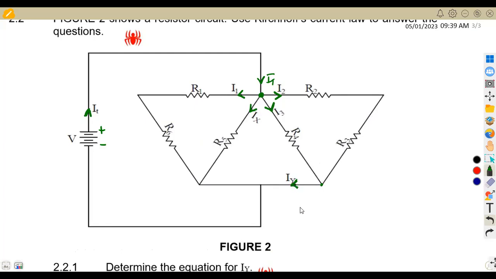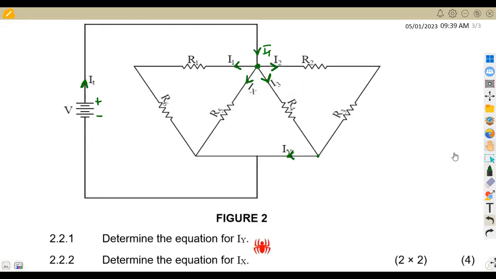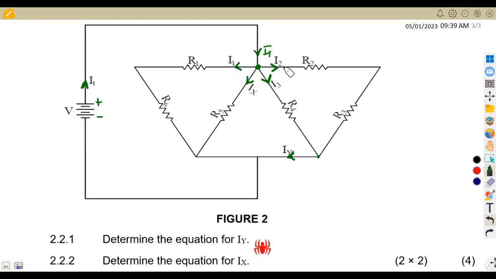So which means IY is taken from this branch here, from I2 and I3. These two meet at this point. They are flowing towards the junction, and this is flowing away from the junction. So that means 2.21, current IY is equal to current I2 plus current I3. All right, so that is the consideration of the question.